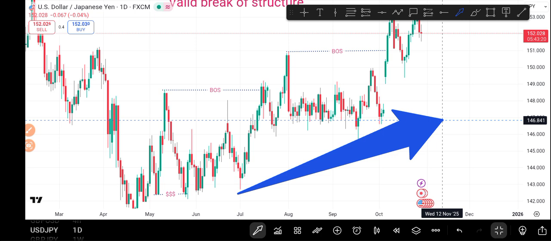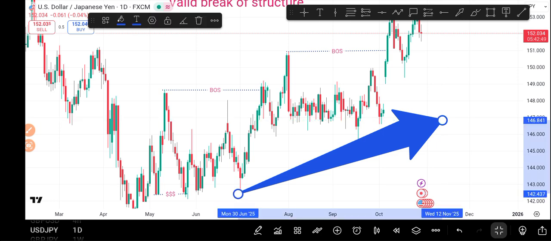For me to say that this is a valid break of structure, number one, there must be an inducement, and that inducement must be swept. I also want to see the break of structure when it is retracing to take liquidity. I want to see that pullback going to the 50% Fibonacci retracement. Let me simplify whatever I'm saying here.